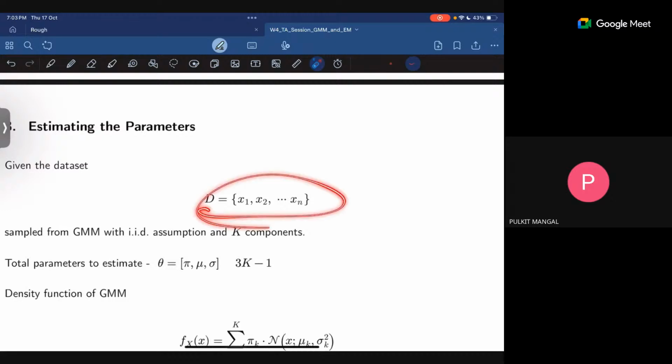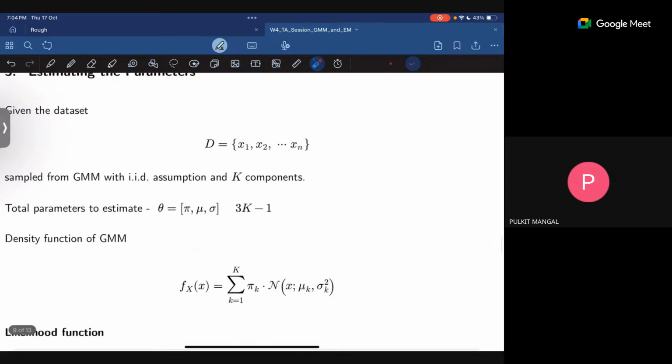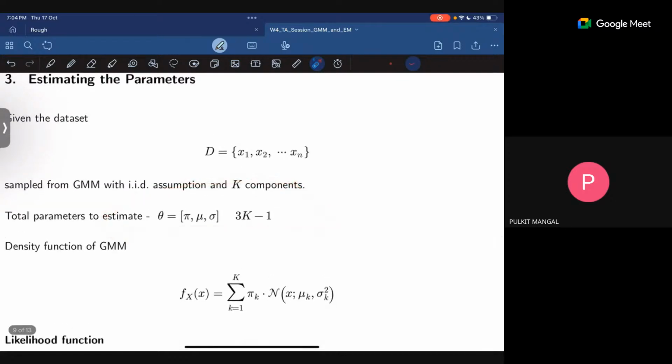So given that you have a data set x1 till xn, which is sampled from the GMM, Gaussian mixture model, again with our IID assumption, independent and identically distributed. I hope you remember what independent and identically distributed means. With k components, we have already discussed that we will denote our parameters with just theta, and there are 3k minus 1 free parameters that we have to estimate.